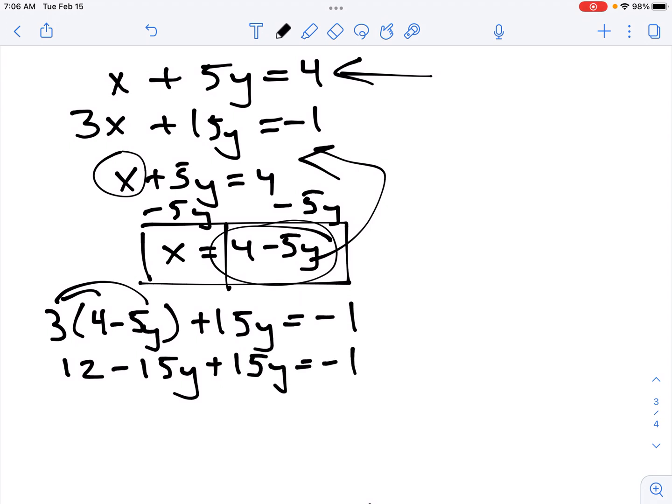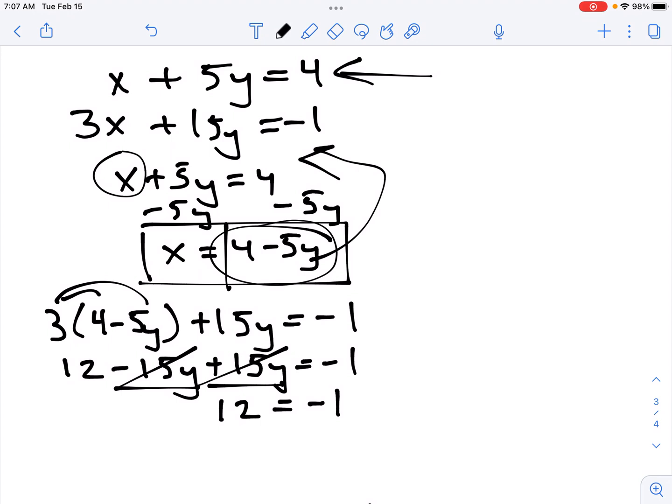And now, when I collect like terms, which we do before we start moving things around, I get this crazy thing where 15y and negative 15y cancel out. Right? These cancel out. So I'm only left with numbers. And the numbers I'm left with: 12 equals negative 1. Now, I don't know about you, but in the universe that I live in, 12 does not equal negative 1, right? They're separated by 13 units on a number line, and it's just not how it is.